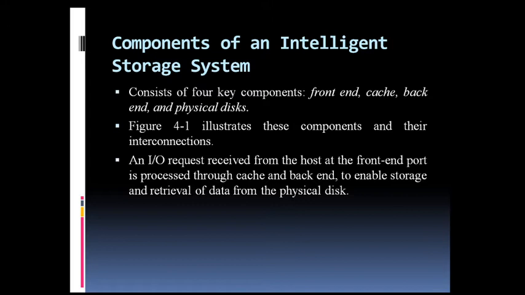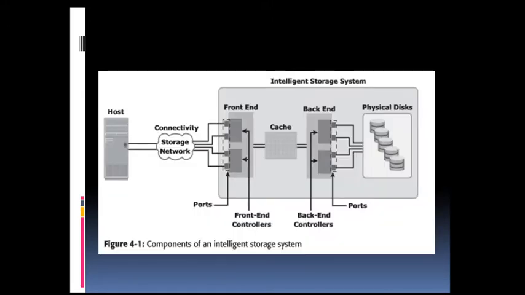Now let us study the components of an intelligent storage system. An intelligent storage system consists of four key components, that is front end, cache, back end, and physical disk. You can see it in the figure. This figure illustrates all these components and their interconnections. Okay, we have a host here and then we have the intelligent storage system. These two are connected through storage networks. Coming to intelligent storage system, there is a front end, cache, back end, and physical disk. These are the four main components of the intelligent storage system.